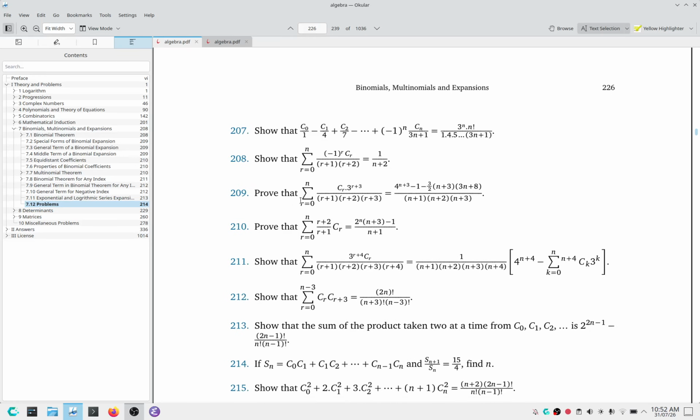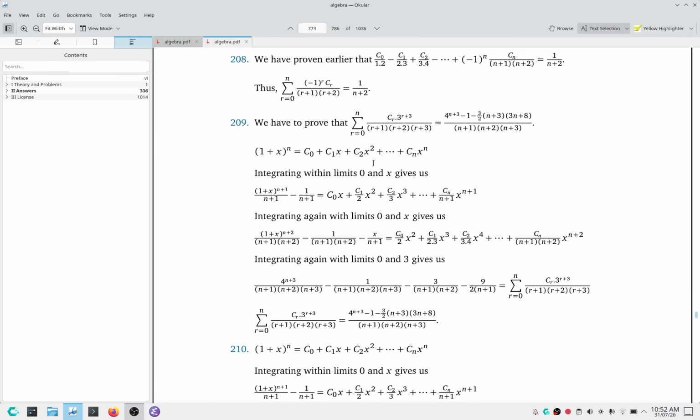Question 209 says that prove that sigma r is equal to 0 to n Cr 3 to the power r plus 3 upon r plus 1 times r plus 2 times r plus 3 is equal to 4 to the power n plus 3 minus 1 minus 3 upon 2 n plus 3 times 3n plus 8 upon n plus 1 times n plus 2 times n plus 3. So we take 1 plus x to the power n is equal to C0 plus C1x plus C2x squared plus so on up to Cnxn. Now we integrate it within limits 0 and x.